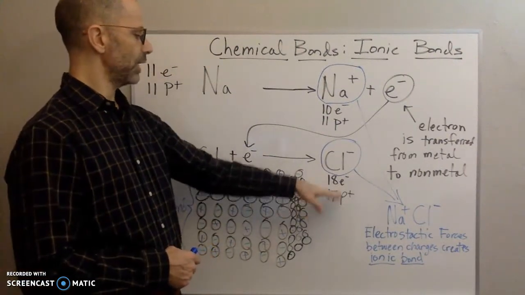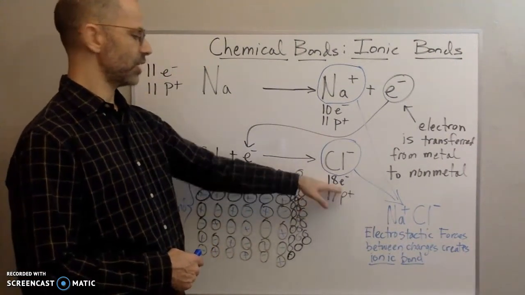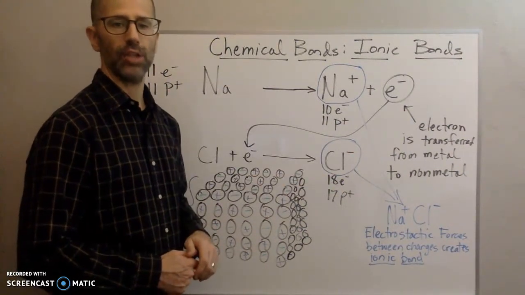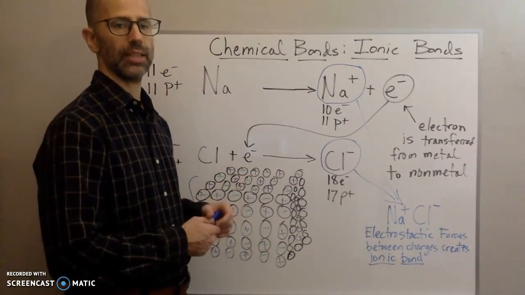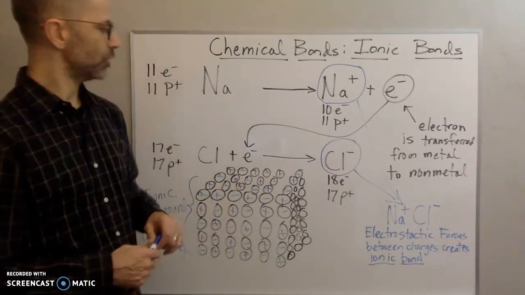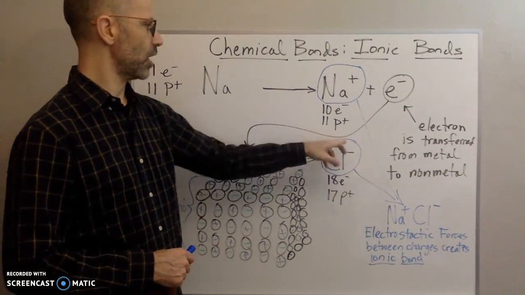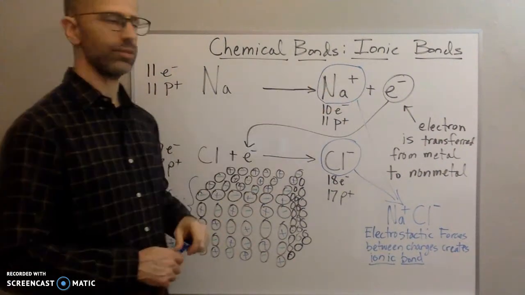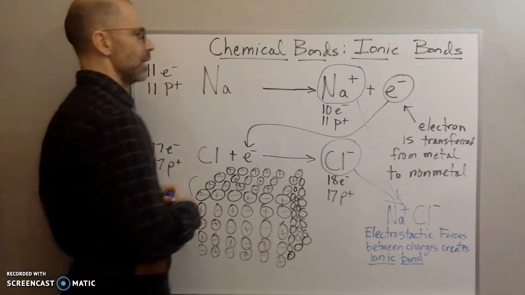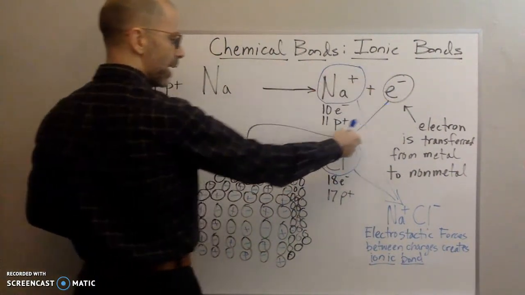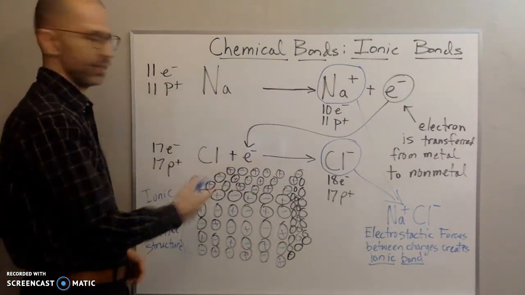So now it has unbalanced charge. It has more electrons than protons, so it has a negative charge. So it has one more electron, so it means it has a negative one charge. So now you have the chlorine is a negative charge. You have the sodium that is positive charge. So this occurs by a transfer of electrons.